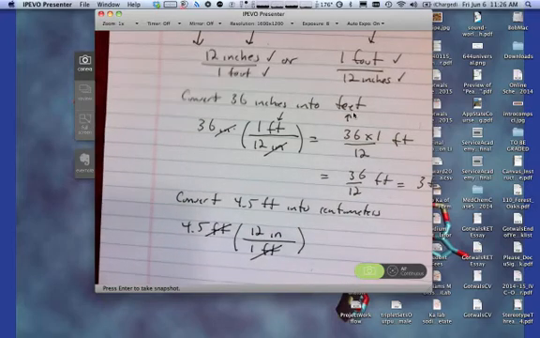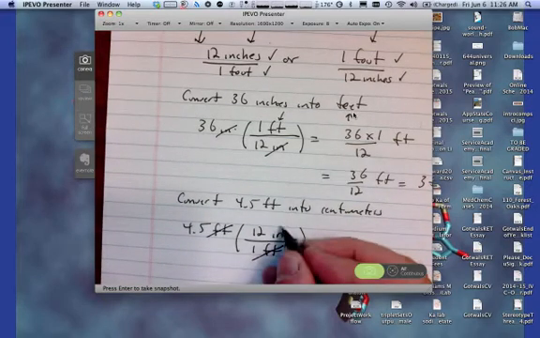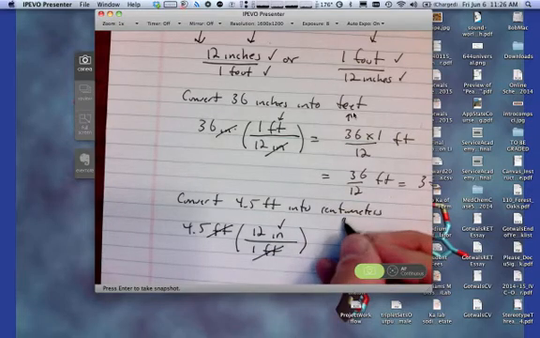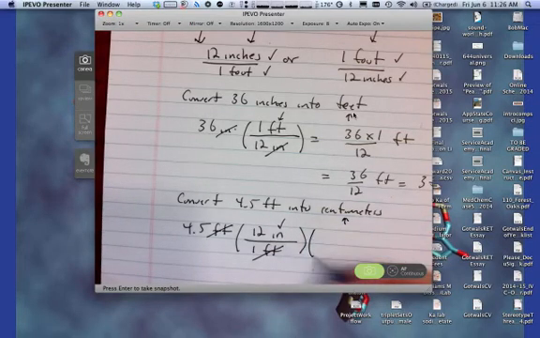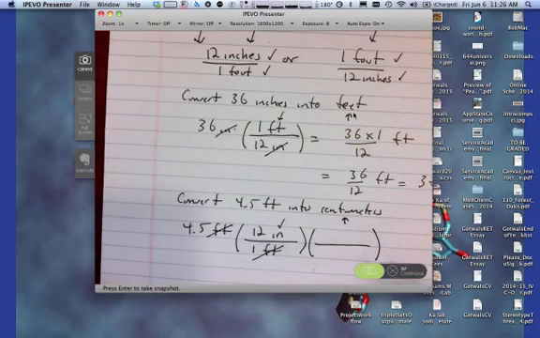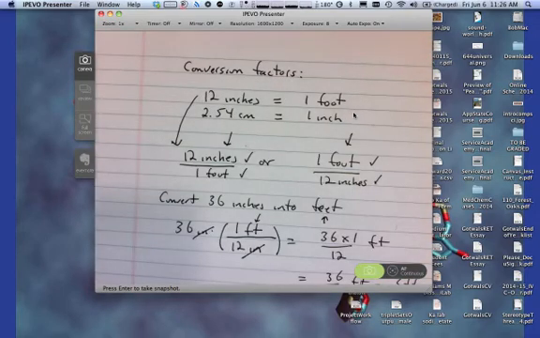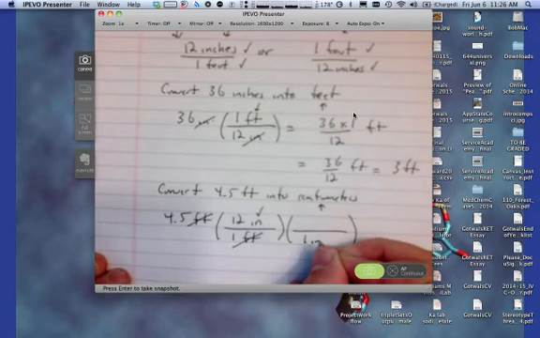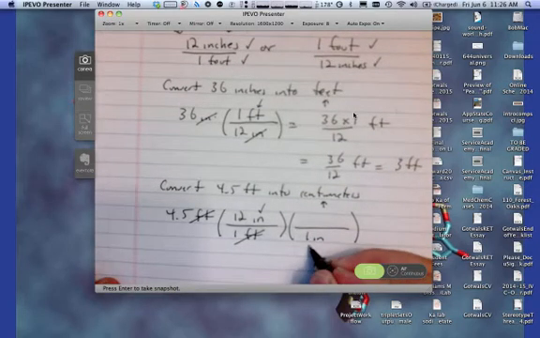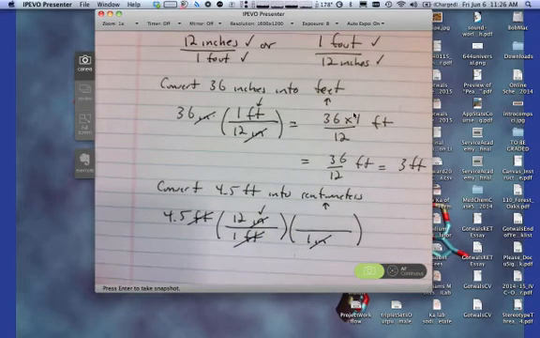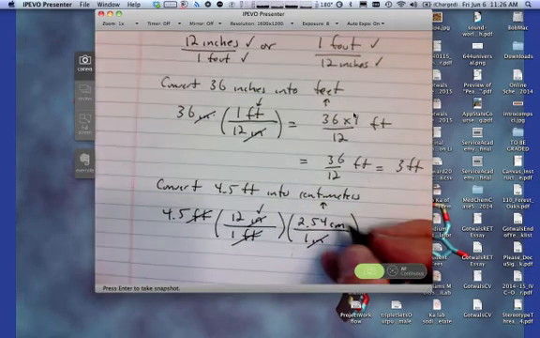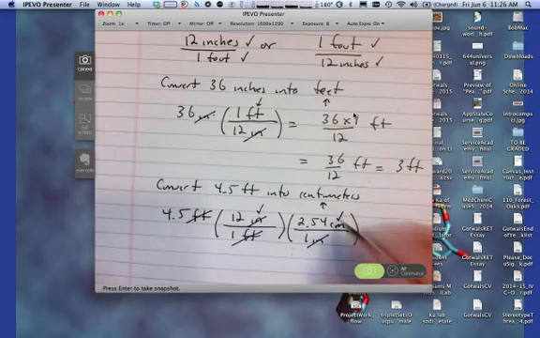But notice that I'm not done yet, because what's still standing is the unit inches, and my target here is centimeters. So now I'm going to need another conversion factor, and it just so happens that I have one available to me. I have 2.54 centimeters is 1 inch. So I'm going to put 1 inch in the bottom, and the reason I do that is because I want my inches to cancel. Up top goes 2.54 centimeters. I now know I'm done because the unit that's left standing is my target.